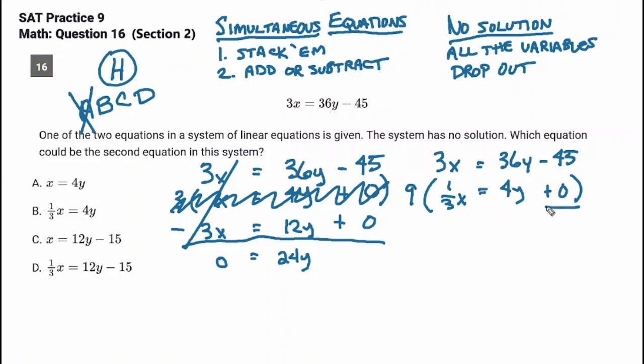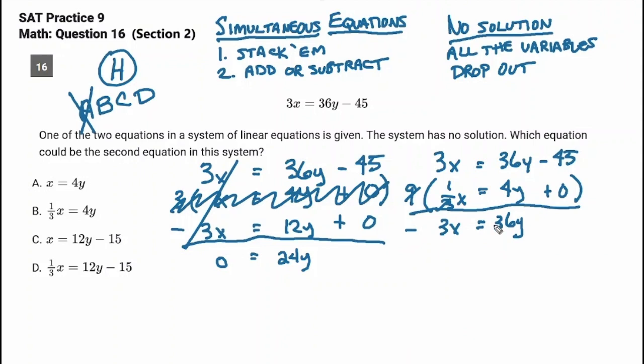So if I do that, 9 times 1/3, be careful, that's 3x equals 9 again times 4 is 36y. All right, now, we're going to run out of space here. If I subtract, what's going to happen? Are the variables going to go away?